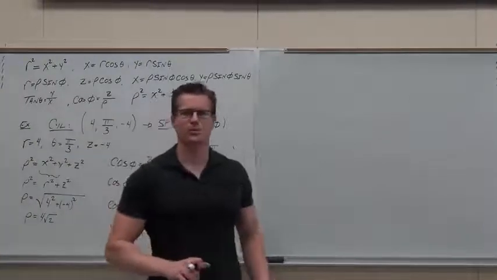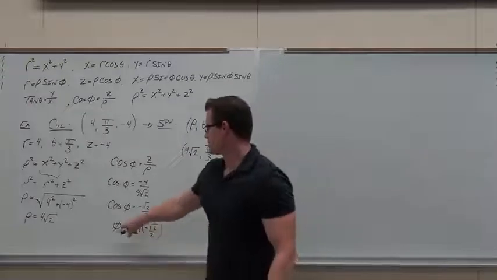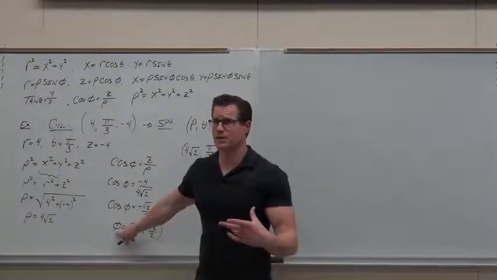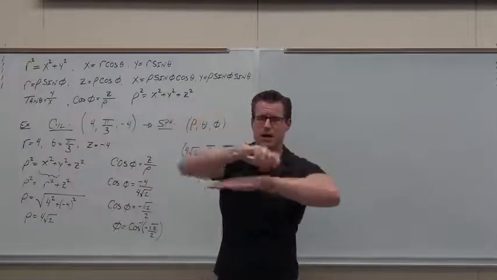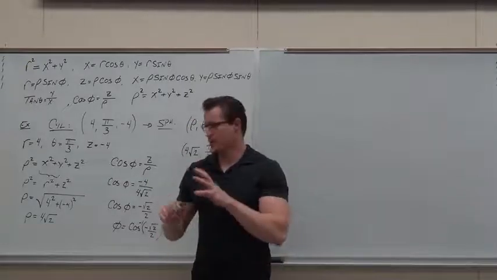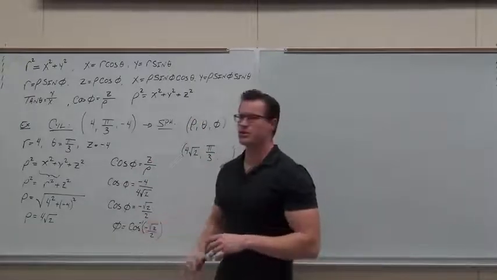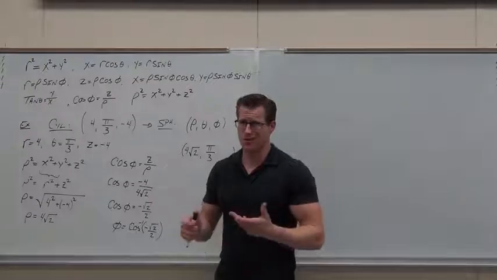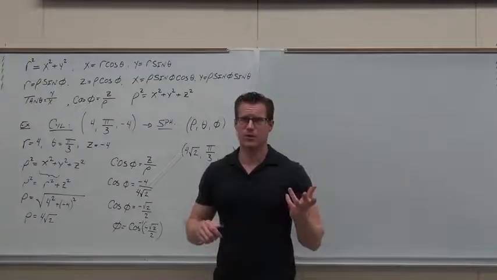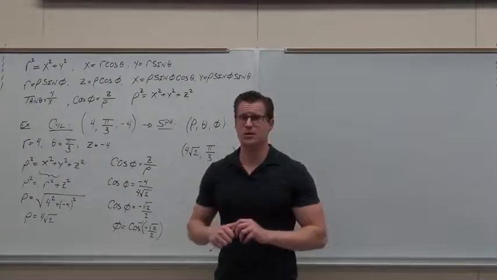Can anyone out there tell me, on the interval of 0 to pi, because we cannot go outside of that, it's got to be from 0 to pi. Cosine of what angle would give us negative root 2 over 2? I know it's an over 4 because these are all over 4. Is it pi over 4 or 3 pi over 4? Because there's only those two options. It's 3 pi over 4.